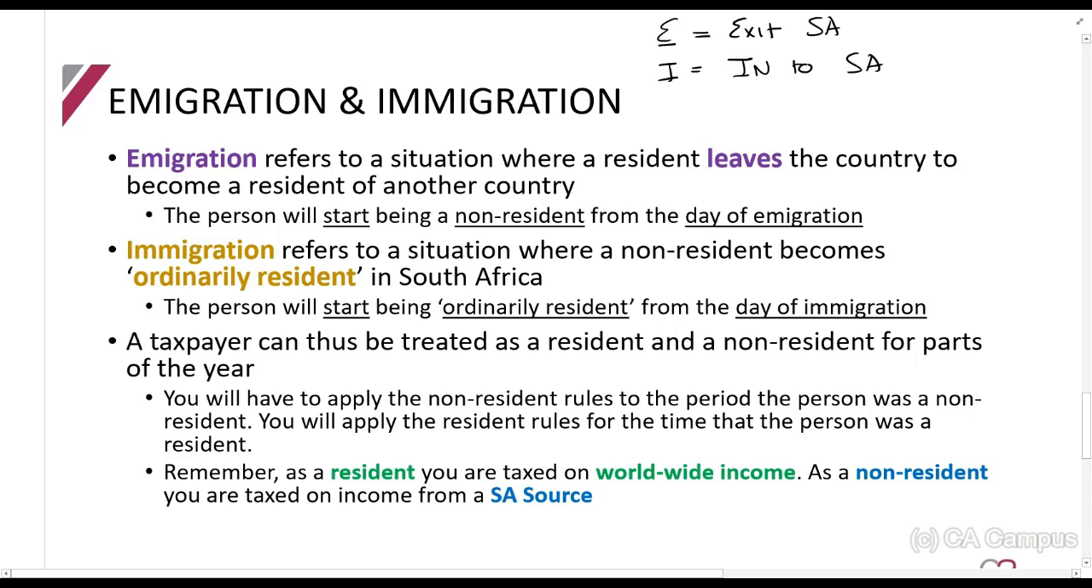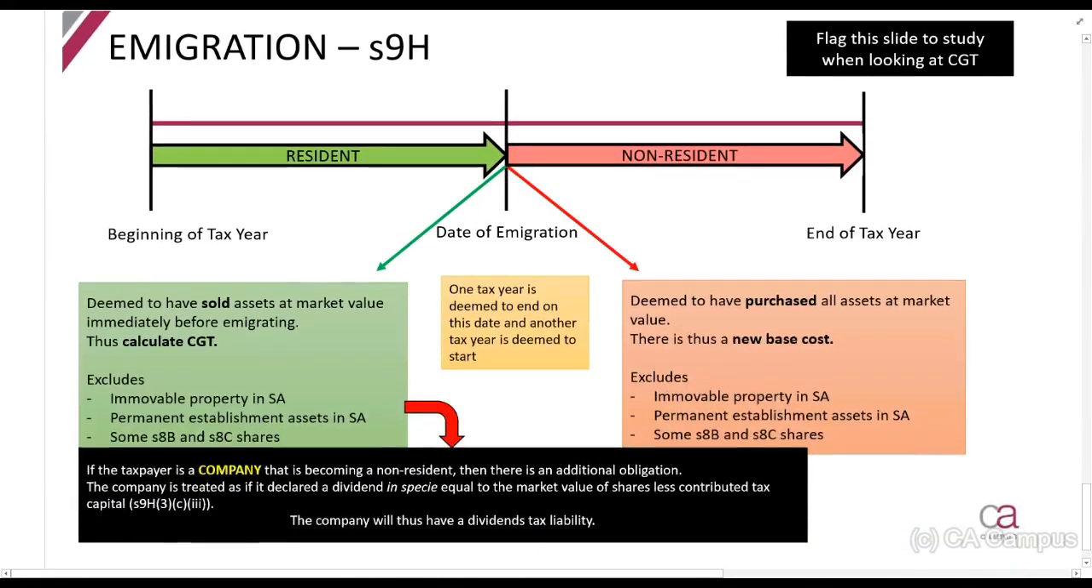Now, if a resident emigrates, that means they stop being a resident and they become a non-resident. I'm going to show you on the next slide visually how this works. Before I continue, this is something you'll study in a lot more detail when looking at capital gains tax. If you have studied CGT, then this is good revision. If you've not studied CGT yet, then study this more under CGT. It is a little more complicated and takes those rules into account.